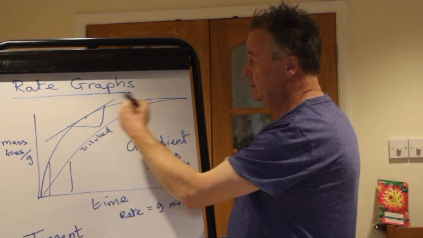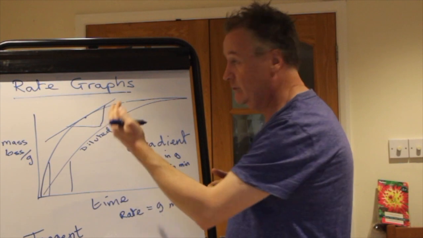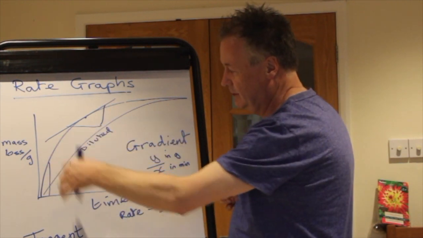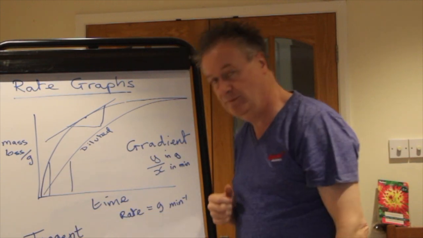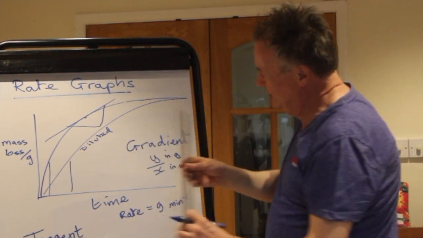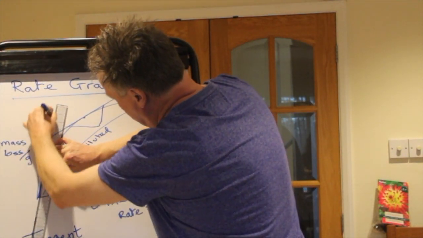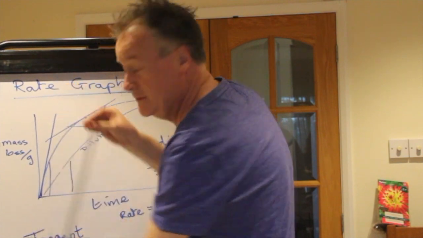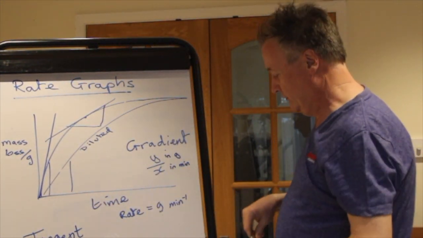So if you're asked how fast it is going, in terms of the rate, on a curved part, you do a tangent line. If it's on the early part, it's just a straight line. You can just go, oh look, it's a straight line, extend the straight line and do the gradient of that. Those are possibles.